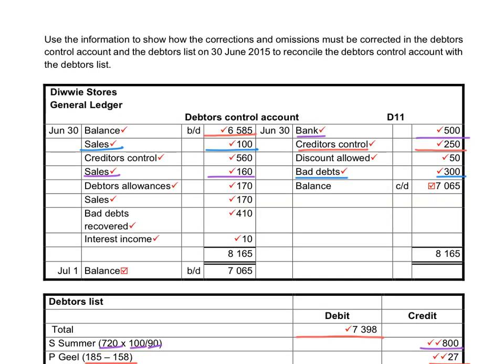Because we recorded this entry in the creditors control column, it was posted to the creditors control account. We will now indicate that the debtors control must be debited to increase the amount that debtors owe, and we will credit the creditors control account to correct the mistake in the creditors control.